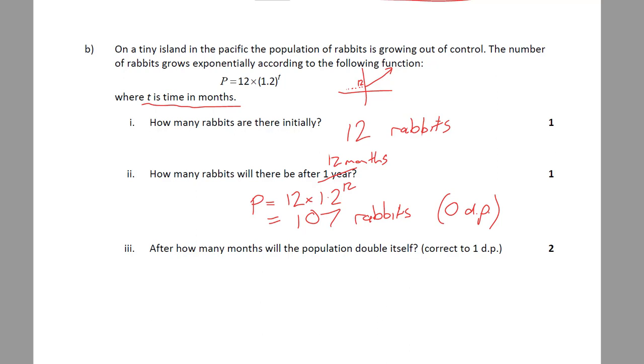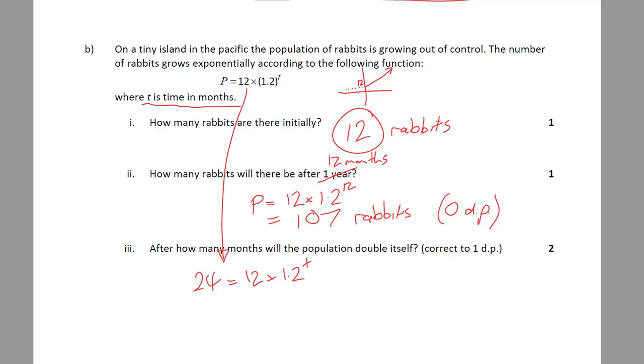After how many months will the population double itself? Well, we know it was 12. So we're saying find the time till you get to 24. So let's get this initial equation. Instead of writing P equals, let's replace the P with 24. This time the unknown is the time. We've got to find that T.